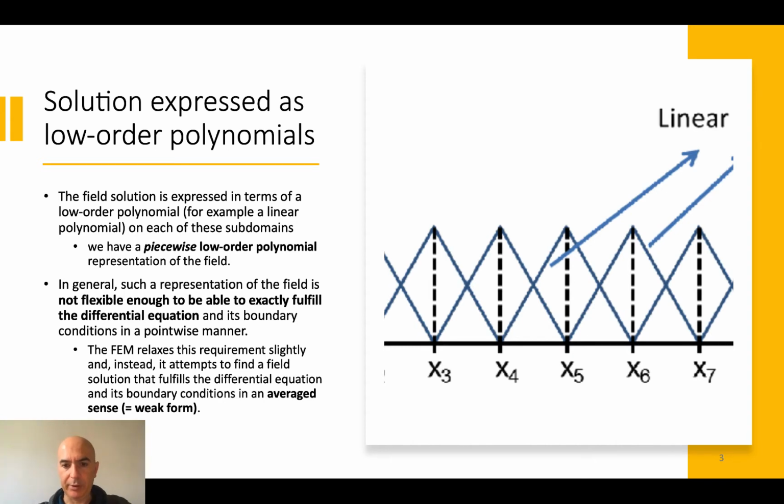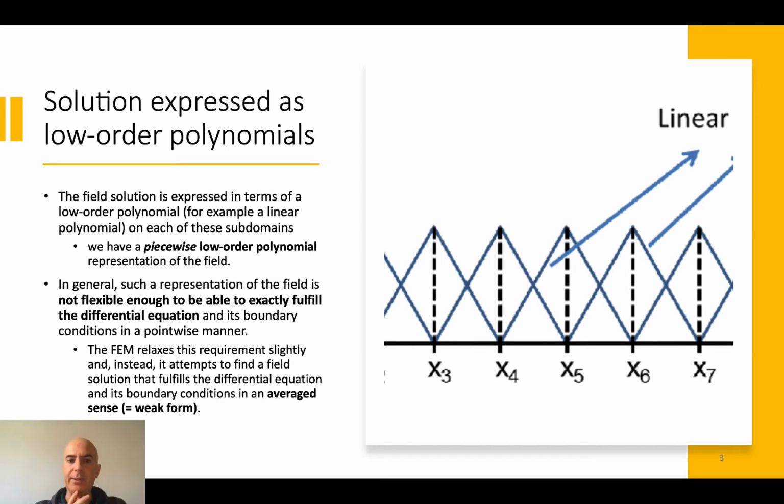For instance, we can consider a subdomain going from x3 to x5 in this plot, and our approximation is just this piecewise linear function. So we're going to have this tent-like function that goes from 0 to 1 at x4, and then toward x5 is linearly decreasing. Outside this element, this function is 0. So this is just an example of a piecewise linear polynomial.